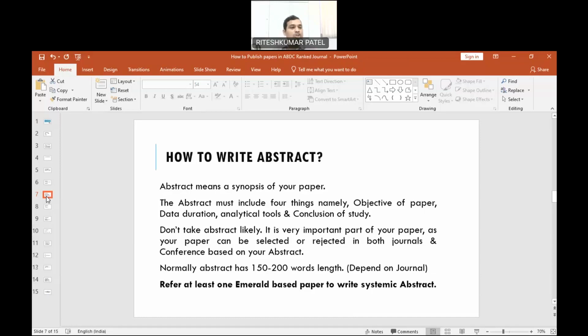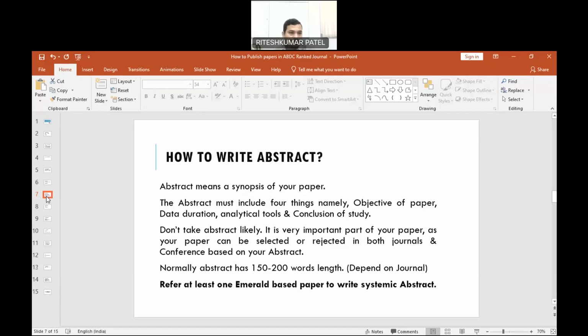So you write the objective in a proper way, what objective you are exploring through this paper, what your data study has, what kind of duration, which analytical tools you have used in your study, and what the conclusion or outcome of your study is. You can even put in one or two lines for implications, where you can show where your paper has an implication. Don't take the abstract lightly. It is very important for your paper, as your paper can be rejected or accepted, both in a conference as well as in a journal, based on the abstract.